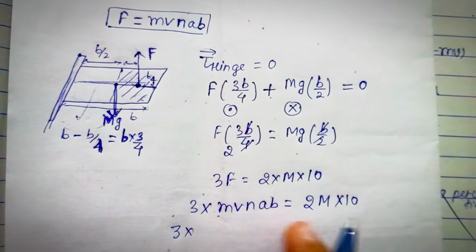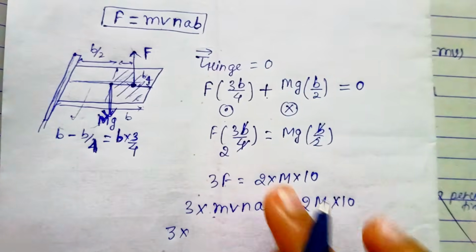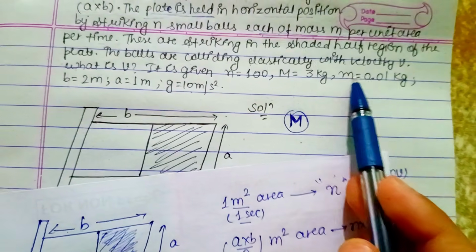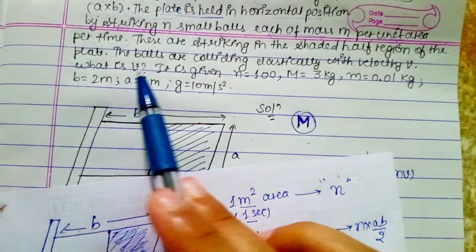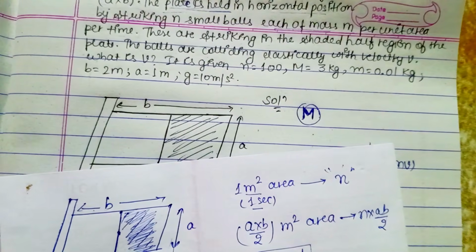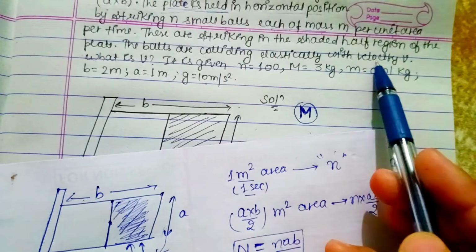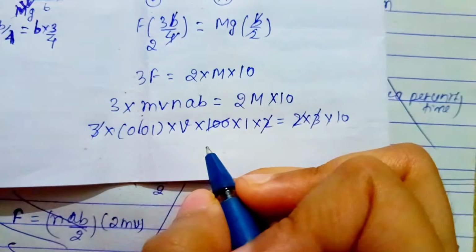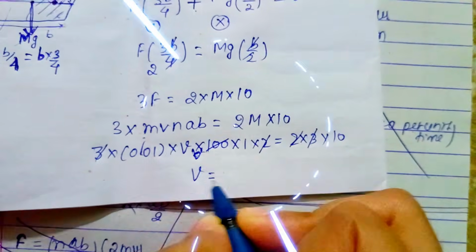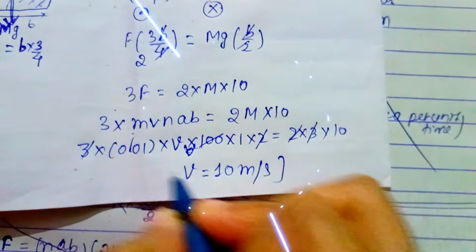Now we will plug in all the values which are already given in the question. Small n is 100, capital M is 3 kg, small m is 0.01 kg, b is 2, a is 1 and g is 10. We plug in all these values and simply get the value of v, which we want. We need to find the velocity v. After simplifying, you will see that v is equal to 10 meters per second. This is the answer. Thank you so much.